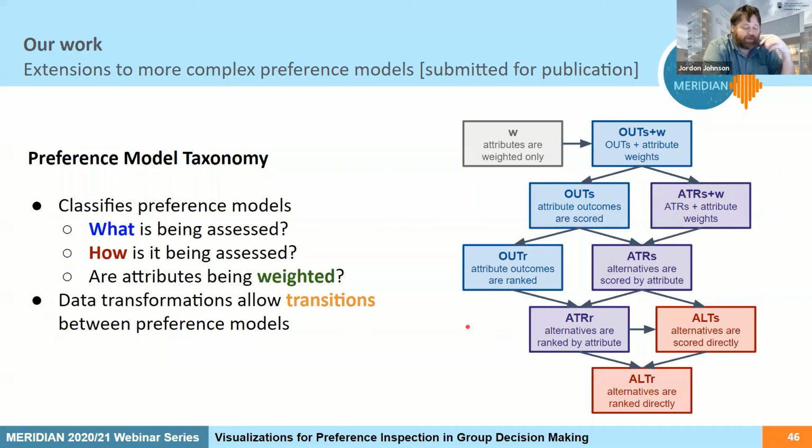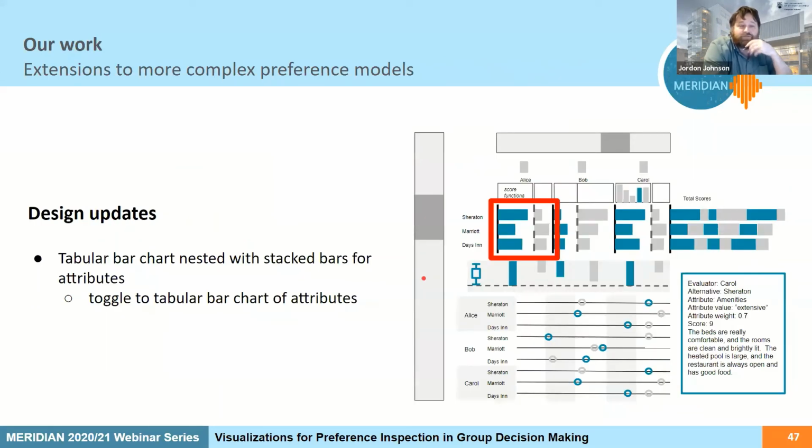So coming up with a design that supports everything works if you can work with these transitions and find idioms that can follow those transitions as well, which is what we are currently working on now. So taking our existing design for our current tool and extending it to be more flexible and accept more preference models. So for example, we take the tabular bar chart where instead of having just a bar for a score, we have a toggle where you can split that score into the scores for attributes. And then you'll have a tabular bar chart over attributes instead of just alternatives.